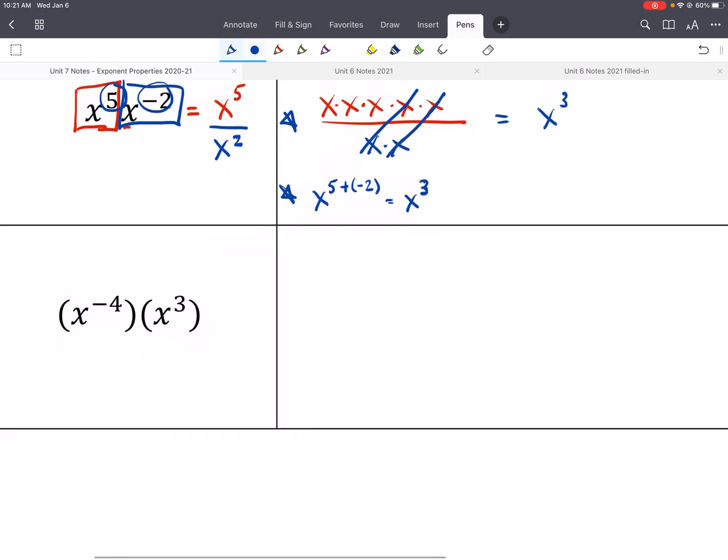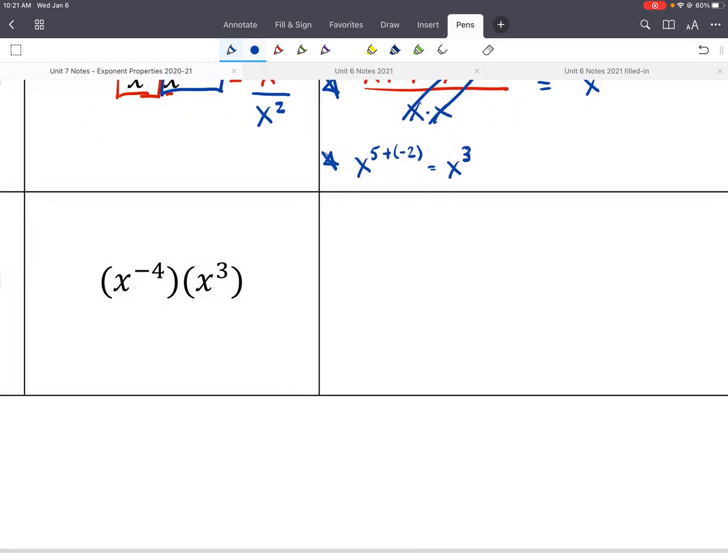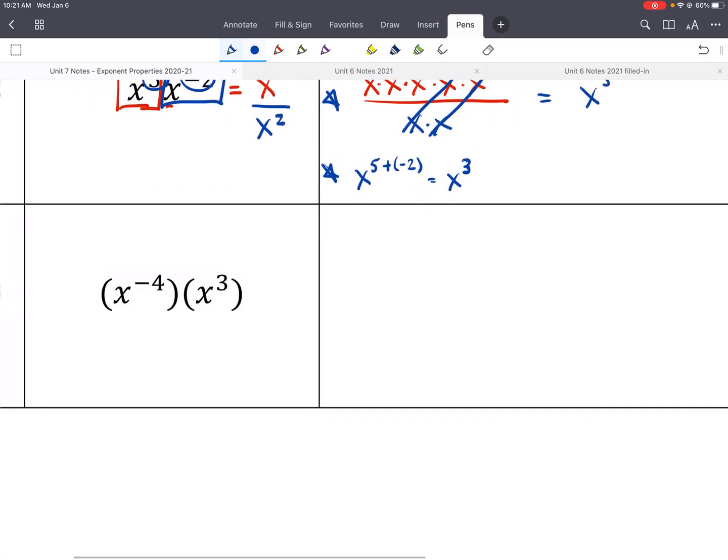Okay. Here's another one, basically the same as we did above. Pause and give this one a try. So here we have a negative exponent, which means we need to rewrite it and bring it to the bottom. So we'll have x to the 3rd on the top still, because the exponent's positive. But we'll need to bring down the x to the bottom and change the sign of the exponent.